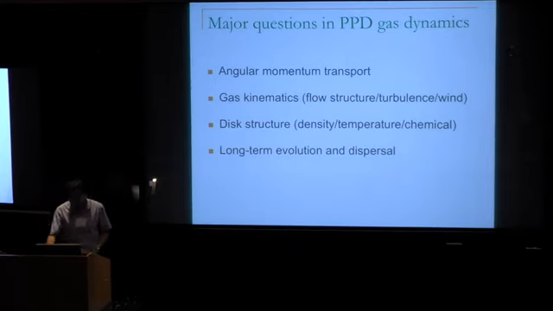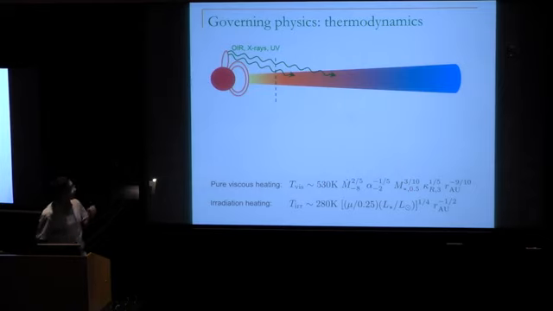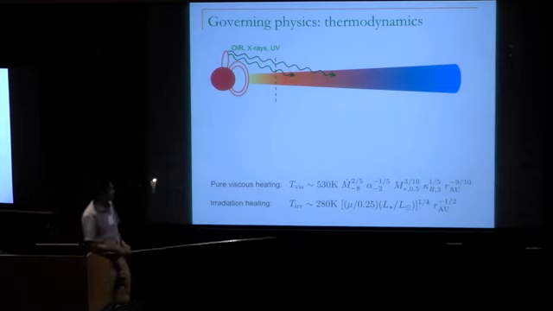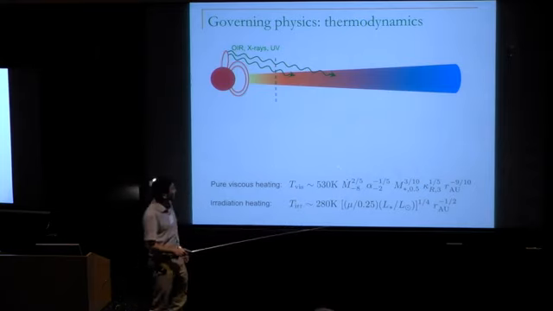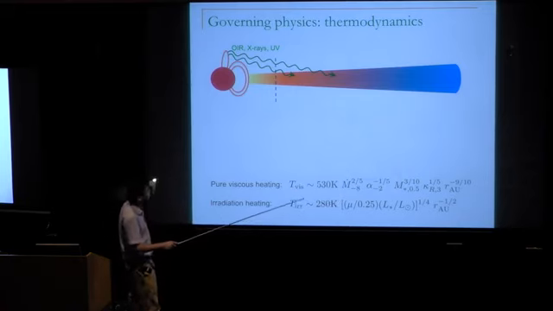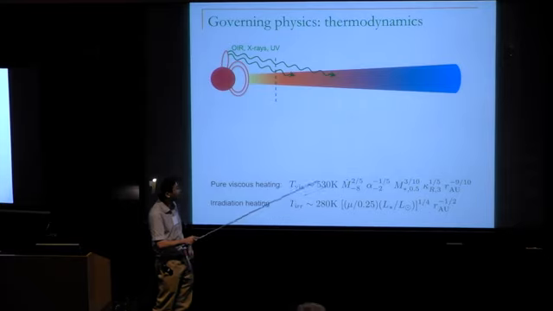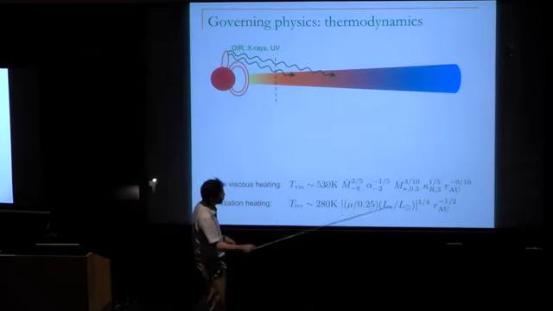All right, so before we really start, let's talk about what's the governing physics in gas dynamics. Starting from the thermodynamics, if you naively assume that the disk is viscously accreting, and given the typical accretion rate of, say, 10 to minus 8 solar masses per year, and with typical opacities, etc., you arrive at a mid-plane temperature of order 500 K at 1 AU, and that goes as more or less R to the minus 1.